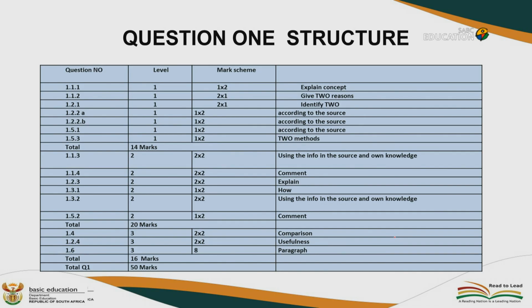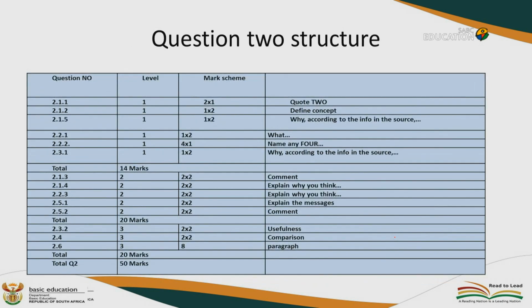Then the level 2 questions, always it's a 4 marks. It's 2 times 2. Explain, comment how. These are the question verbs that you must know. Level 3 questions they also have comment, compare, usefulness, reliability, and justification of a source. These are question 2 structure. The structure is the same as that of question 1. All you have to do is to look at the mark allocation, which tells you that this question is in this level.